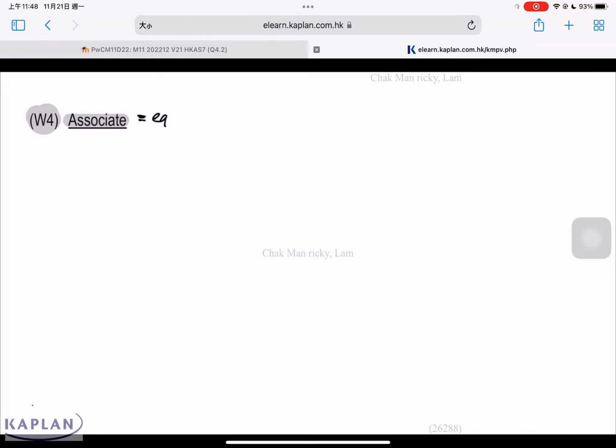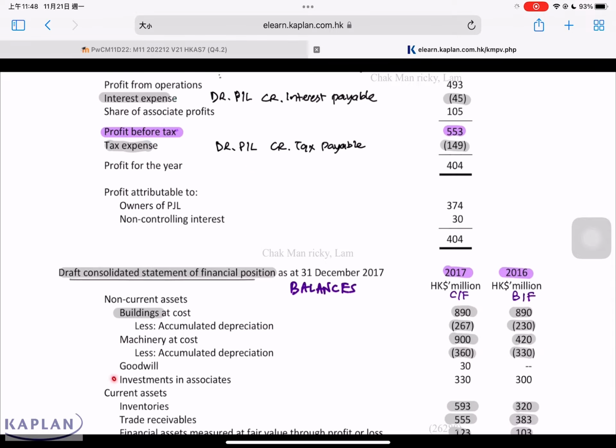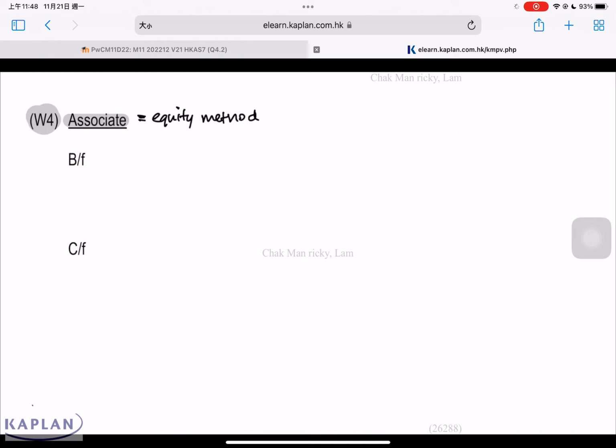Associate, remember we have to use equity method of accounting. The brought forward and the carry forward for associate. Where do you get the opening and closing balance? From the balance sheet. Last year associate is 300, this year is 330, and this year we share of associate 105. We need this figure for working. This is the opening, this is the closing, there's a plus minus. We need to know how much non-cash and cash. During the year we share of associate profits 105.